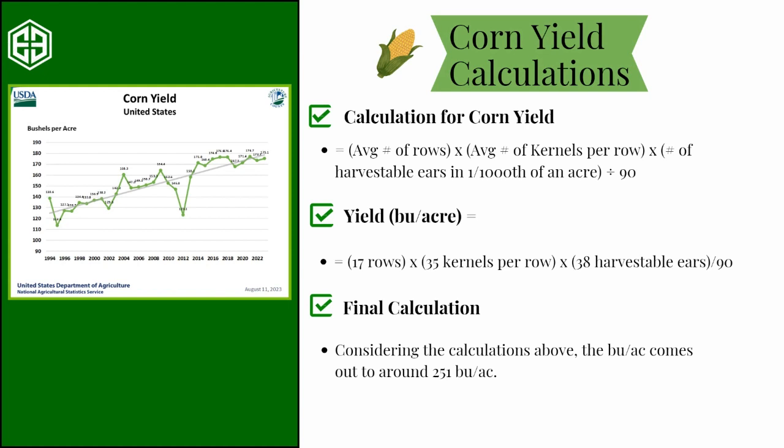So I obtained this graph from the United States Department of Agriculture's website. It was last updated August 11th of 2023, so it's very up to date. As you can see, in 2022, we had an average of 175.1 bushels per acre. This is actually pretty good. I believe the highest year that we had was in either 2016 or 2017 with 176.6 bushels per acre.